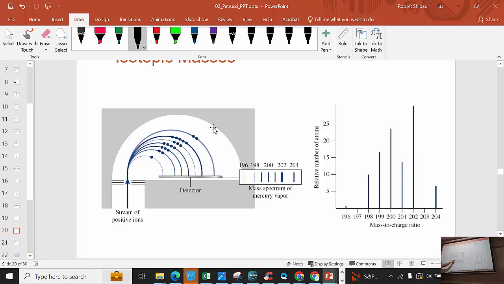This atom that strikes here, would it be a light atom or a heavy atom? Which is easier to deflect? A light or a heavy? Light. Yeah, it'd be easier to deflect a light one. So the lighter ones strike here, and the heavier ones are going to strike over here.